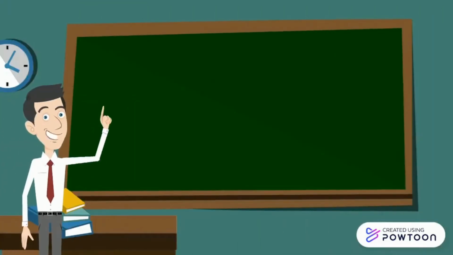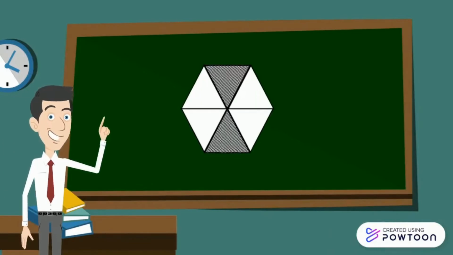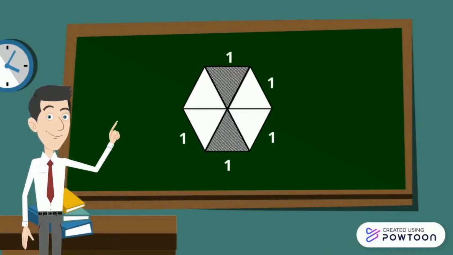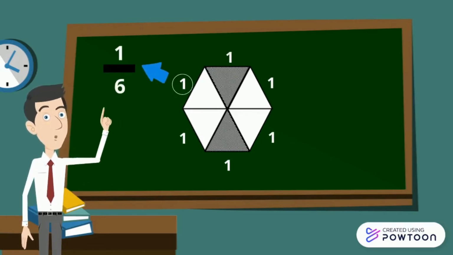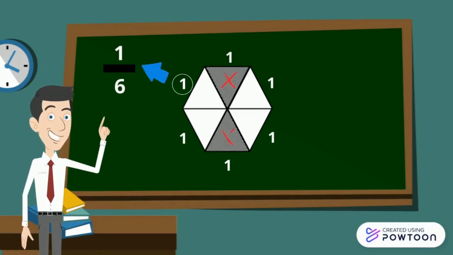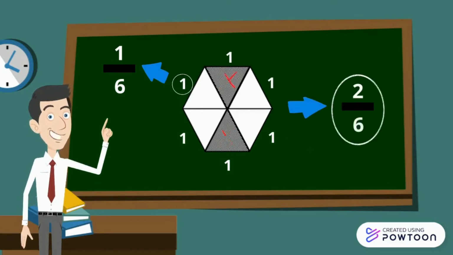Here is another example. Look at this shape. The number of parts that this shape has is 6 parts. Each part is 1/6 of the shape. 2 out of 6 parts are shaded. So the fraction of the shaded part is 2/6.